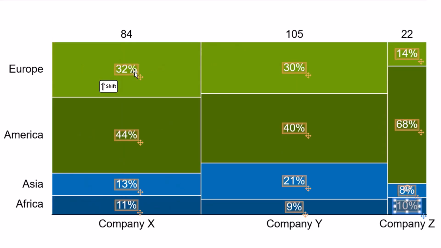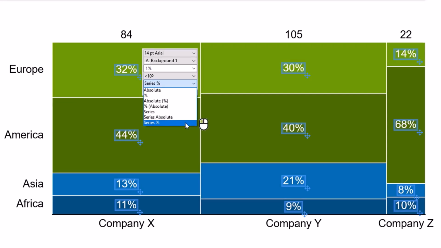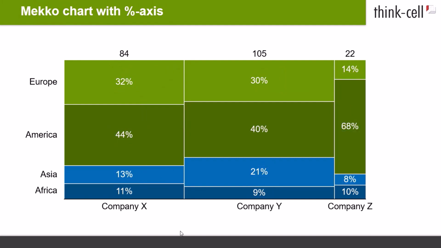Multi-select the segment labels and pick your preferred option from the label content control. You can choose between displaying absolute values, relative values, or both, the name of the series, or a combination of the series name with absolute or relative values. Now your Mekko chart with percent axis is complete.